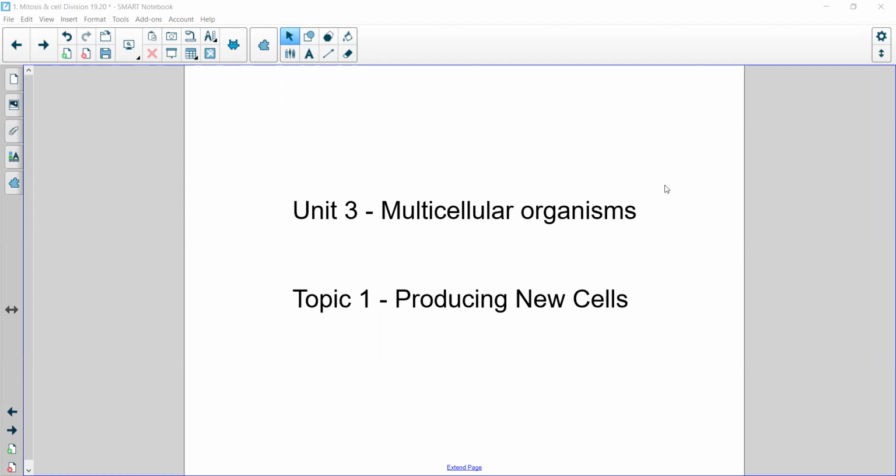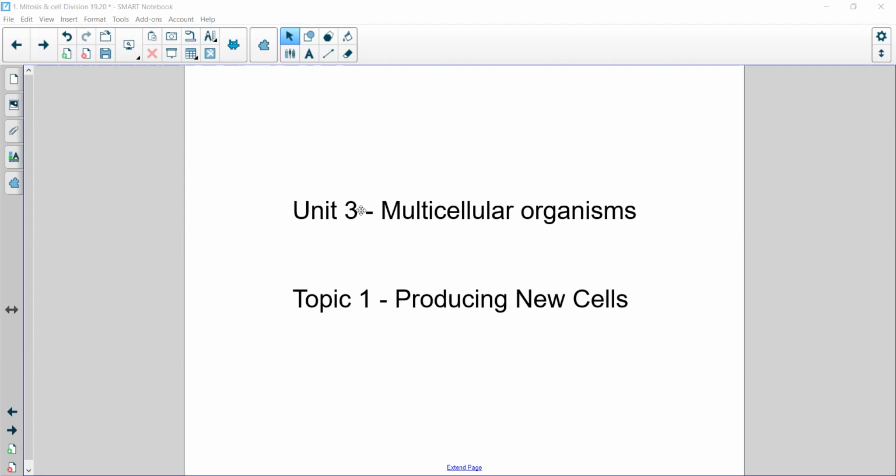So this is the first topic in the last unit of National 5, and the unit is called multicellular organisms. This unit is all about moving further up from just one cell into organisms that are made up of lots of cells, and looking at some of the processes that are involved in keeping them alive. So we're looking at things like plants and animals and some of their systems and processes.